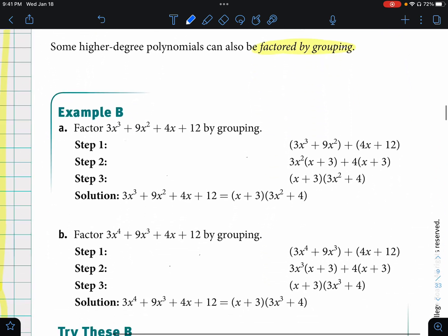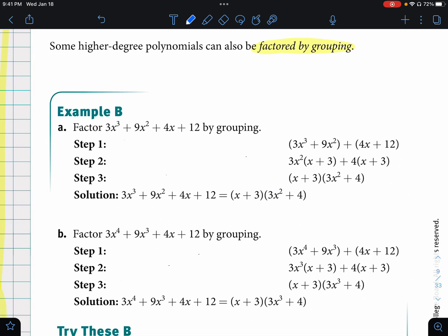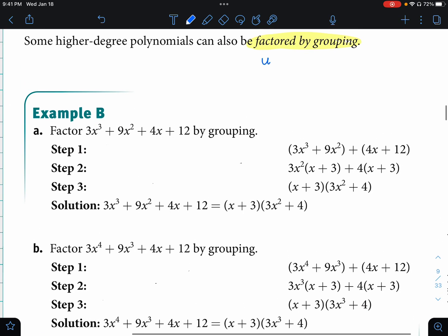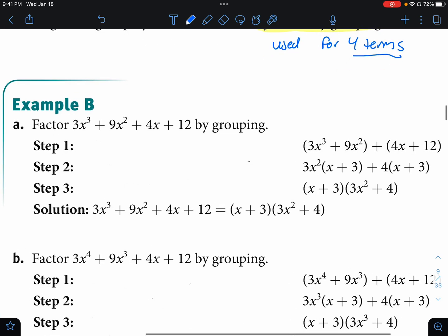All right, our new method, factoring by grouping. Here's how we're going to describe this. This is when you have 4 terms, used for 4-term factoring. And what you do is you look at the pairs. So group into pairs. So the first two and the second two.